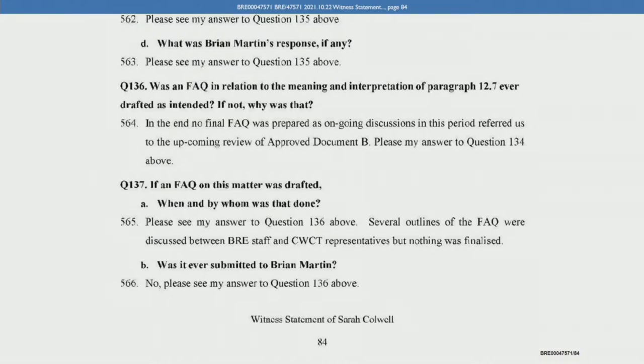Not that I can recollect, no. Do you know whether a positive decision was ever made not to finalise it? No, I don't. Do you understand why no FAQ was finalised? No, I don't. Do you know when it was decided that an FAQ, notwithstanding the promise made to the meeting by Sarah Colwell, was not finalised? No, I don't.